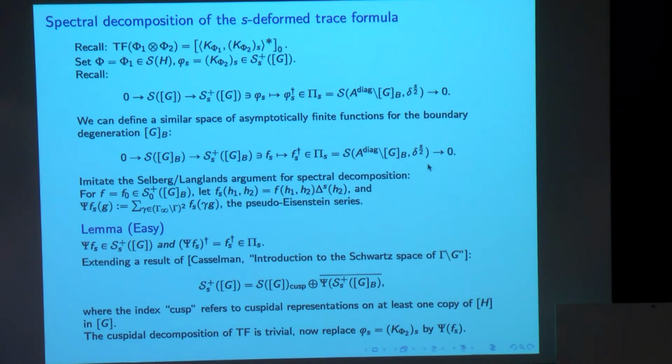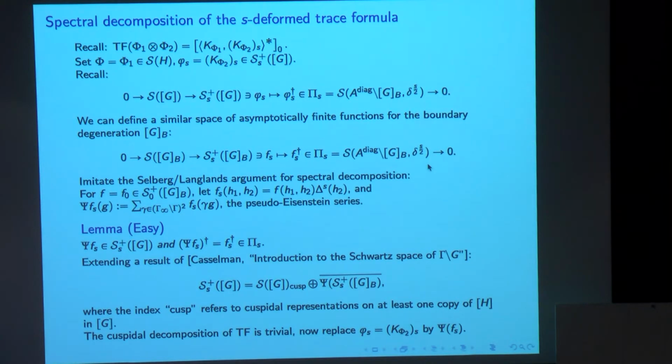So I remind you that in the classical Langlands theory, Selberg and Langlands spectral decomposition, you start with a Schwarz function here, and the pseudo-Eisenstein series gives you a Schwarz function here. So now our functions will not be Schwarz anymore. They will have these prescribed asymptotics, but the asymptotics are preserved by the pseudo-Eisenstein functor morphism. It's very easy to show.